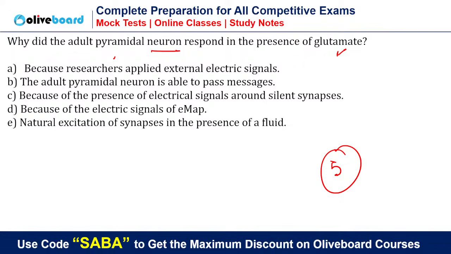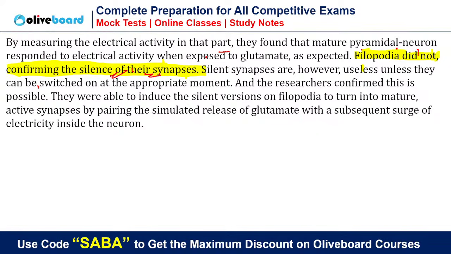Why did the adult pyramidal neuron respond in the presence of glutamate? Some are saying C, D. B, C, different answers I'm getting. See the passage.